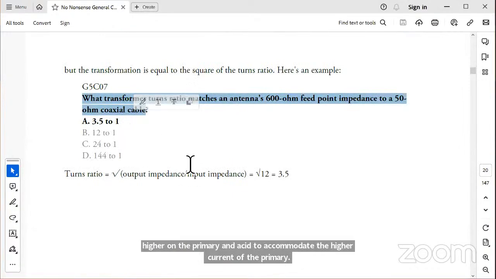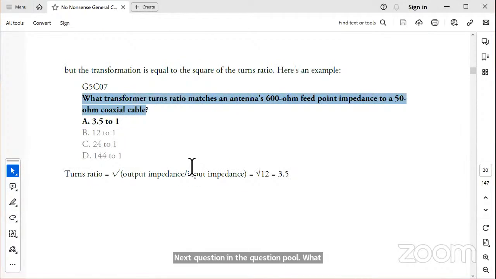Next question in the question pool. What transformer turns ratio matches an antenna's 600 ohm feed point impedance to a 50 ohm coaxial cable? So let's dissect this question. We did a little diagram where we showed you the radio and the antenna, and of course we actually put a matching circuit there as well. So we're looking for a transformer turns ratio. So we need to work out the turns ratio. And remember, we gave the formula: the turns ratio is equal to the square root of the output impedance over the input impedance. And they gave us the output impedance and the input impedance. So therefore, we work that out using our trusty formula, and we get 3.5 to 1 as the ratio.